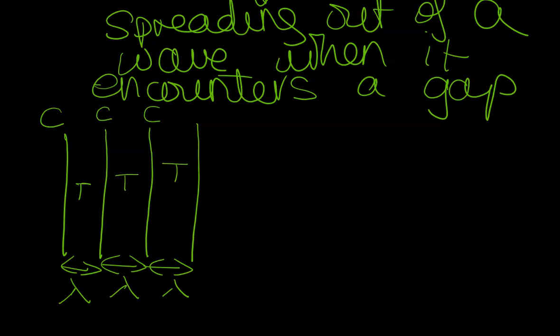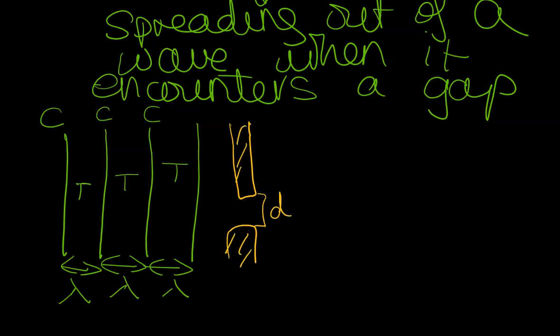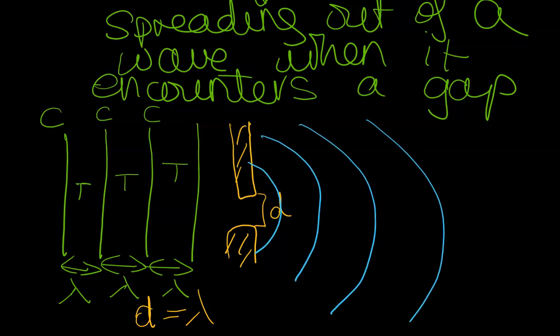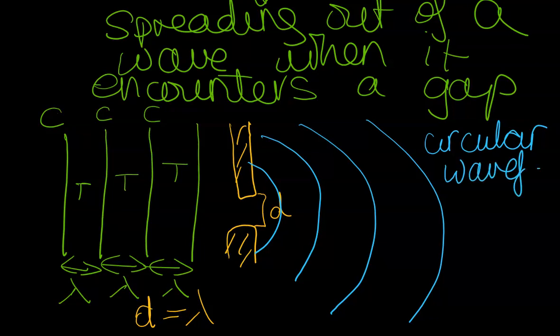Now here, let's say you have a size of a gap, right? So we are talking about this value D being very comparable. So D is equal to lambda or thereabout, and we are going to notice what happens. And the effect is that you have maximum spreading out, and that is apparent by a change in the shape of the wavefront. So now you have maximum diffraction by the occurrence of a circular wavefront.